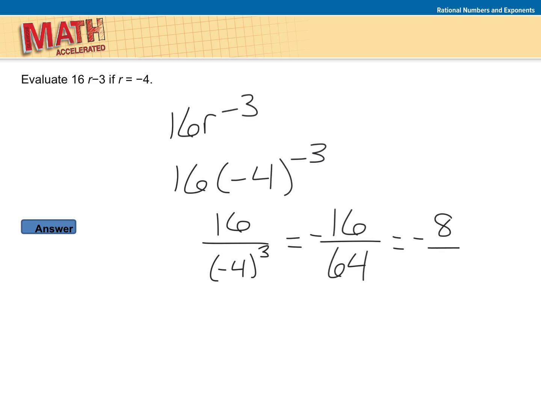8. What's 64 divided by 2? Can we simplify more? By 4. 8 divided by 4? 2. 16. Can we still simplify? Yes. Yes, by what? 2. So divide by 2, we get 1/8. 1/8. Now are we done?